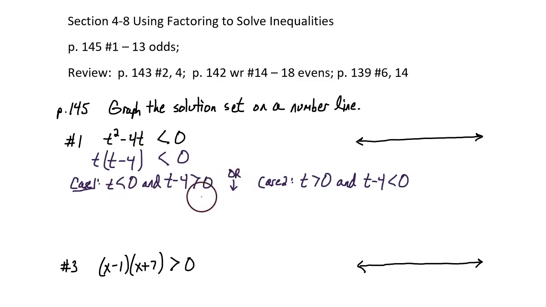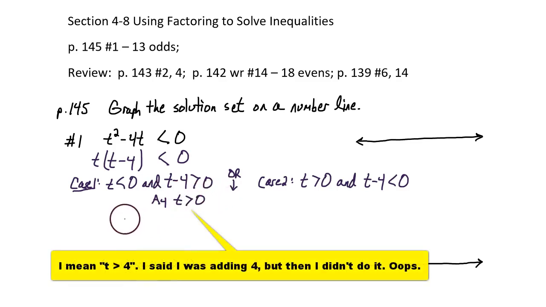Now let's address each of these cases. Look at case 1. There's nothing we need to do with t is less than 0. That already describes the solutions for t. But for this part right here, we need to add 4 to both sides. We get t is greater than 4. Case number 1 ends up being t is less than 0 and t is greater than 4.